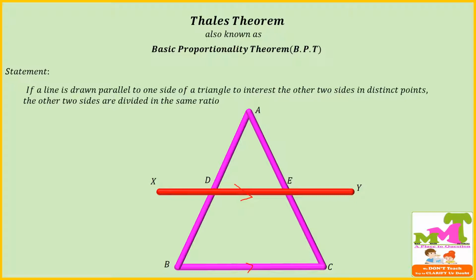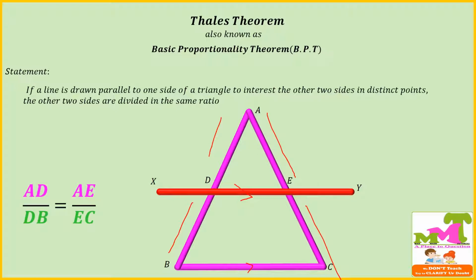I hope you understood. AD divided by DB, the first part divided by the second part. It need not be half, but here I have taken it somewhat equal to half. The line XY may be anywhere, it may be 1/4 or 3/4 or whatever it is. But the first portion divided by the second portion is equal to the first portion divided by the second portion. Here we have AD divided by DB equals AE by EC.